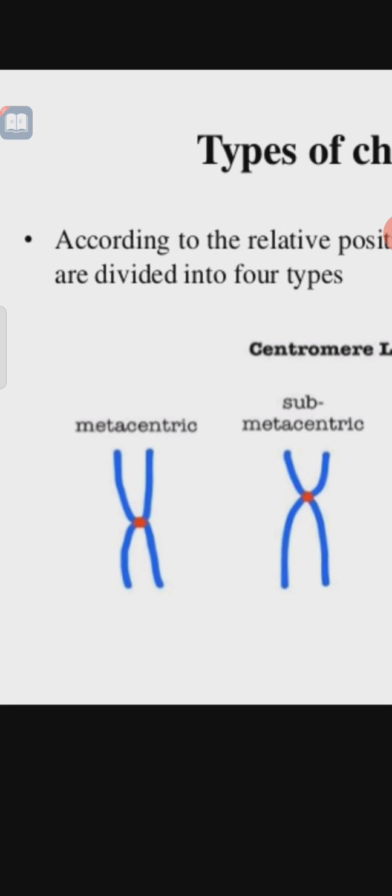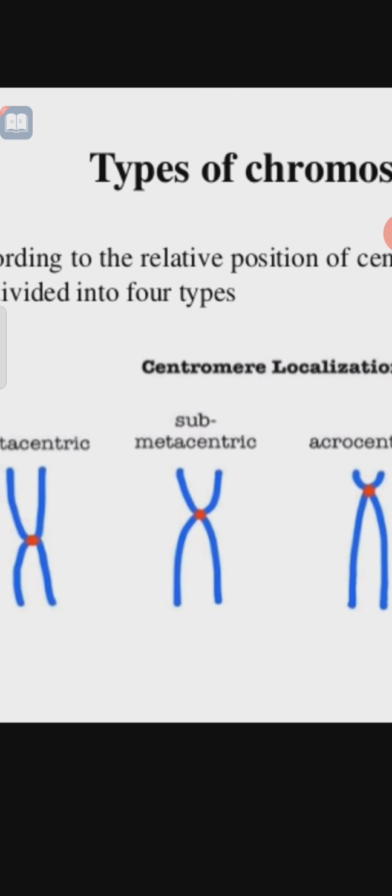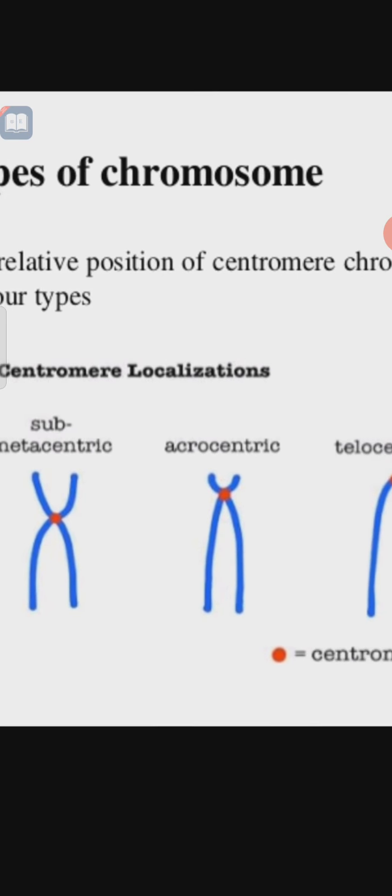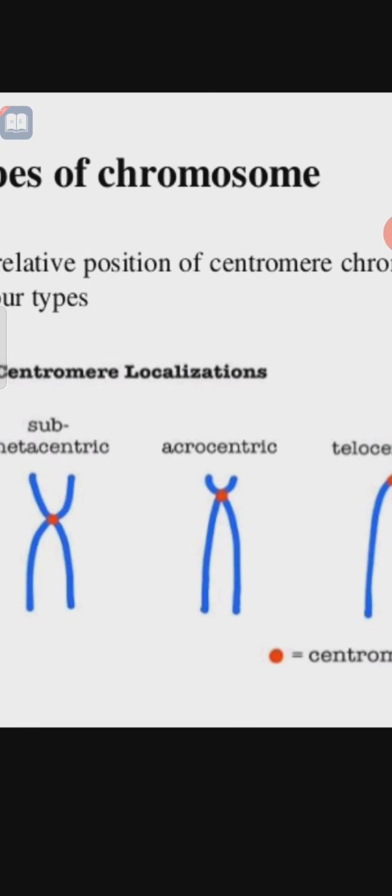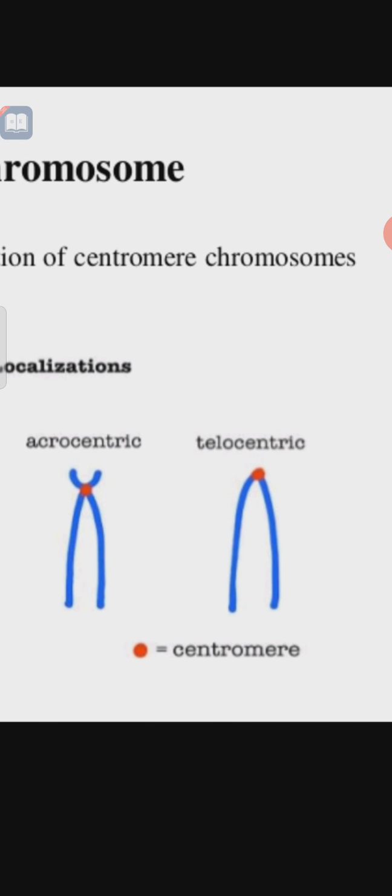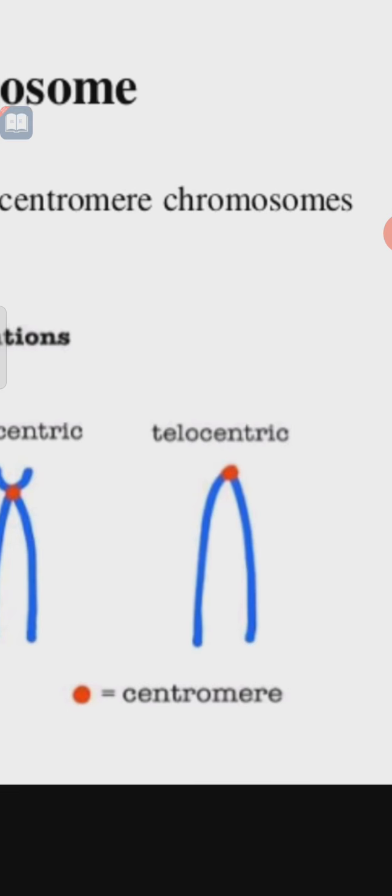Meta means at the center. Submetacentric is just above it. You can see the short chromatid. Here you can see the absence of the chromatid. Telo means the chromatid is absent there. So this is regarding the structure of the chromosome and types of chromosomes.